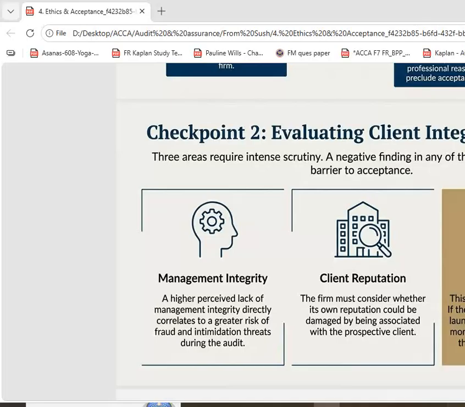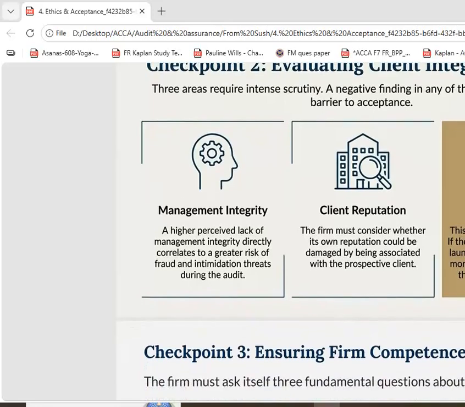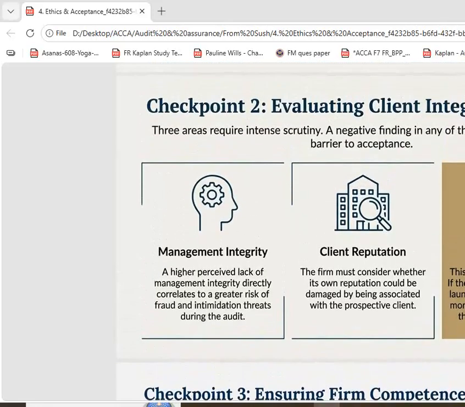Checkpoint 2. Evaluating client integrity and risk. Three areas require intense scrutiny. A negative finding in any of these can be a complete barrier to acceptance. Client integrity should be evaluated, and client risk should also be evaluated.